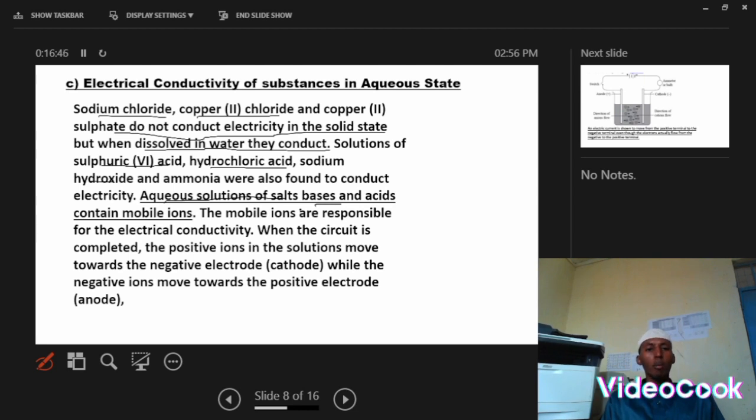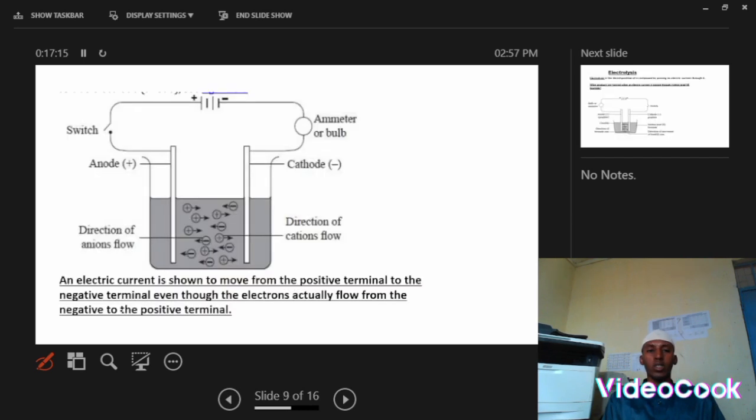When the circuit is completed, the positive ions in the solution move toward the negative electrode, that is the cathode, while the negative ions move toward the positive electrode, the anode. In more detail, we are going to learn in Form 4, God willing. So, in summary, salts, acids, and bases contain mobile ions. That's why they are good conductors of heat and electricity due to the presence of mobile ions.